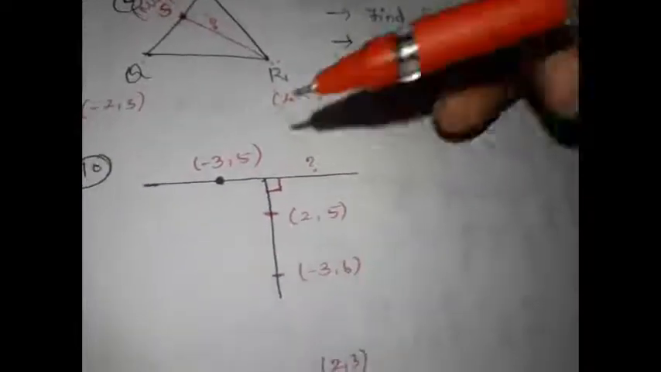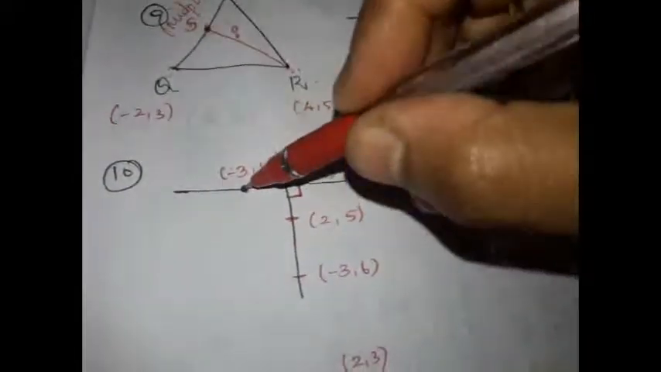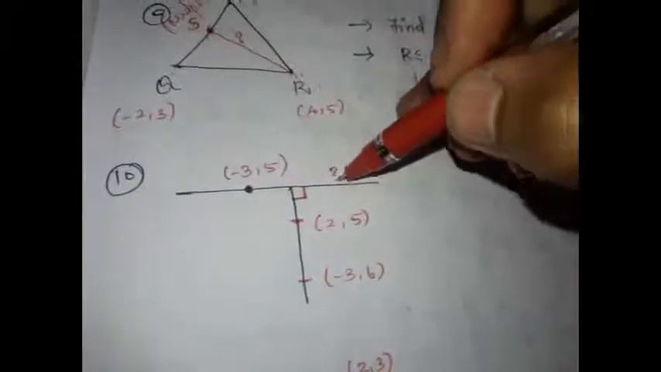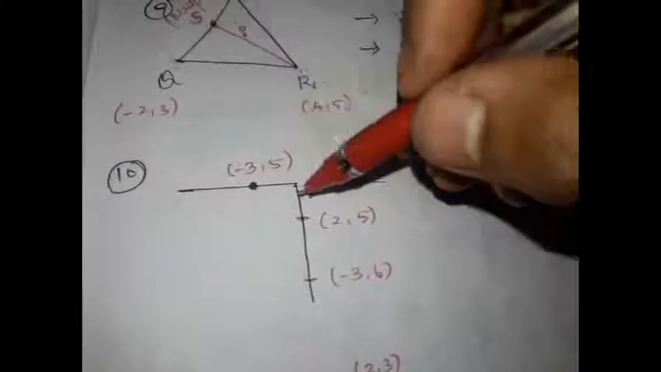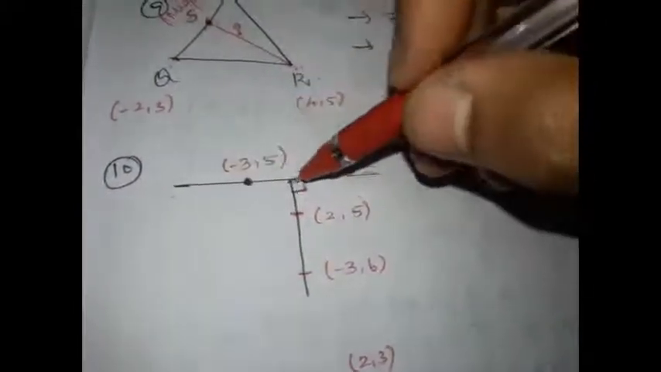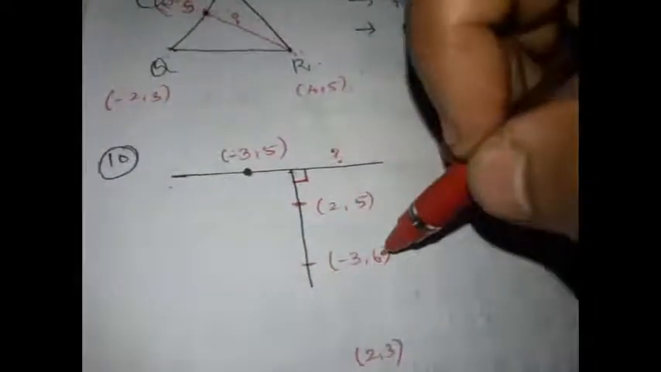Let us move on to the 10th question. Find the equation of a line passing through (-3, 5). They asked you to find the equation of this line, which is perpendicular to the line through the points. This line is perpendicular to another line, that line passing through these 2 points. So, all these things you should analyze and understand, then only you can do it.